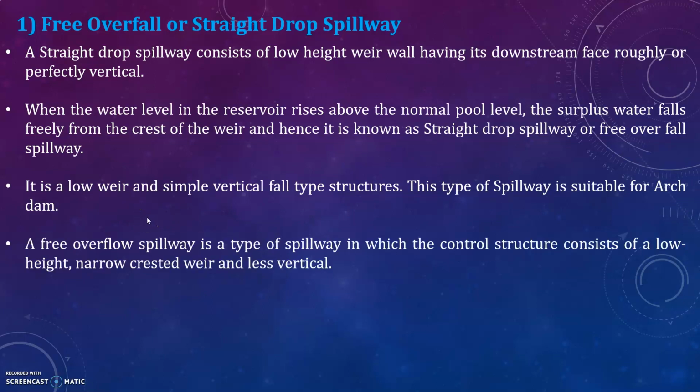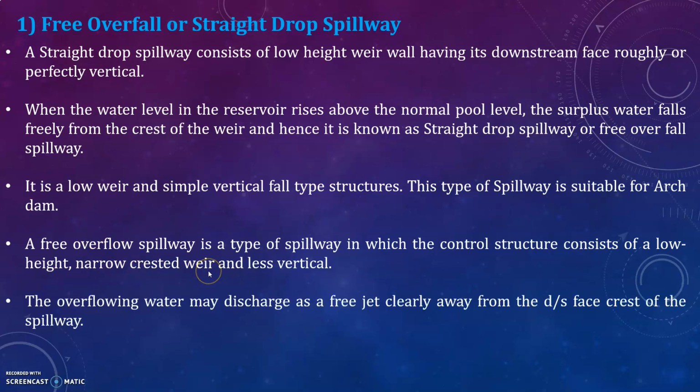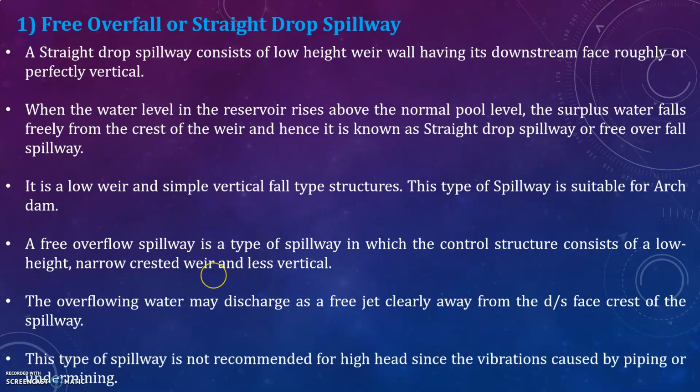A free overflow spillway is a type of spillway in which the control structure consists of a low height, narrow crested weir and a less vertical face. The overflowing water may discharge as a free jet clearly away from the downstream face of the spillway crest. This type of spillway is not recommended for high head because of the vibrations caused by piping or undermining.